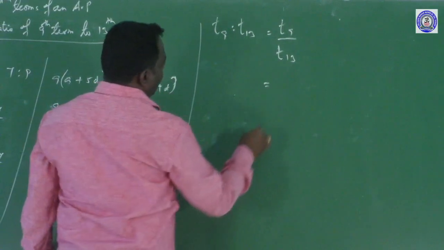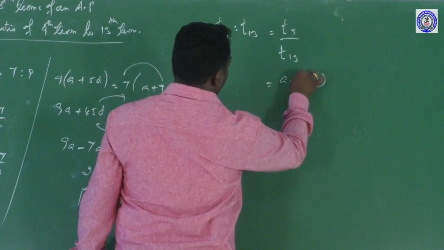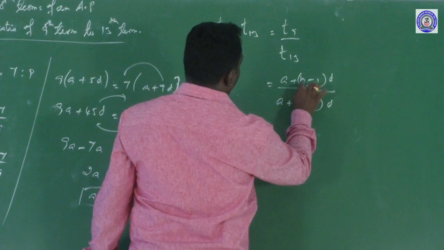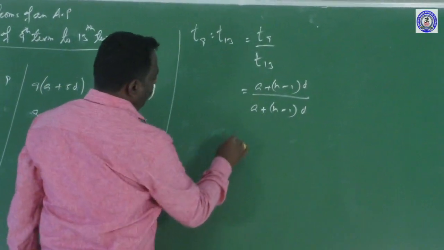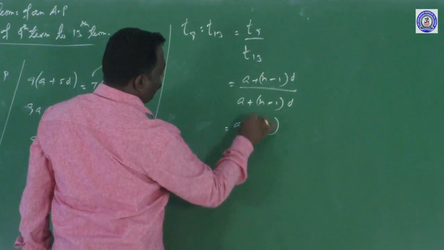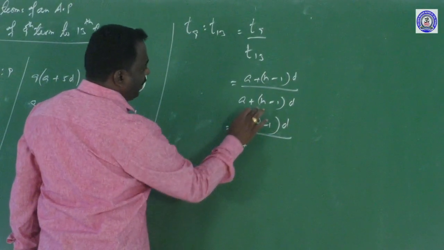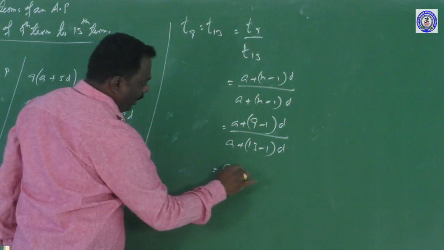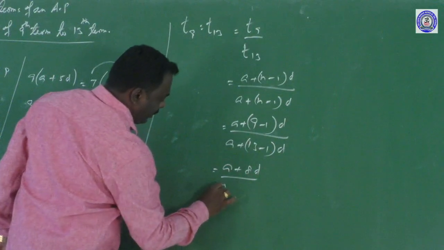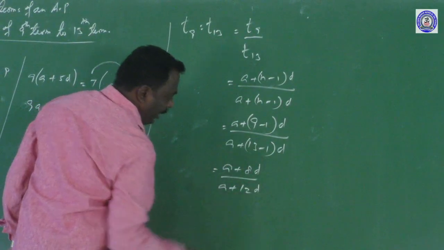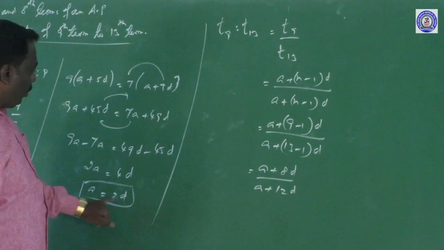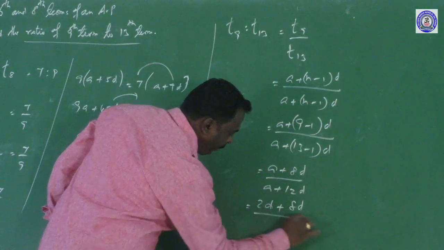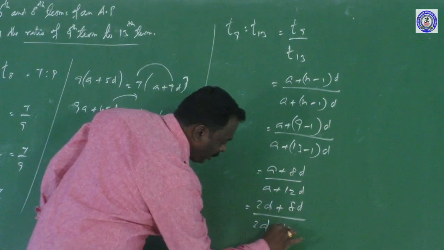That is equal to A plus n minus 1 into D by A plus n minus 1 into D. Replace n equal to 9 in the numerator and n equal to 13 in the denominator. That is A plus 9 minus 1 into D by A plus 13 minus 1 into D, which is A plus 8D by A plus 12D. Now we know A equals 2D, substitute here: 2D plus 8D by 2D plus 12D.